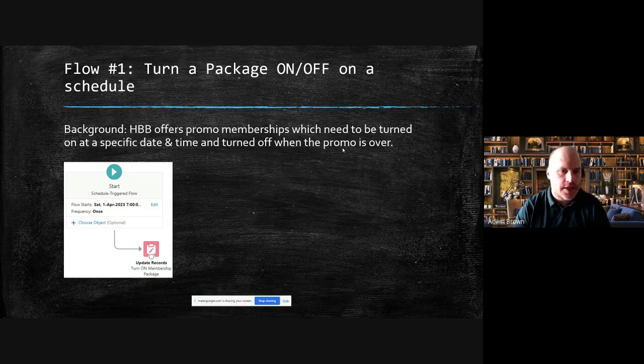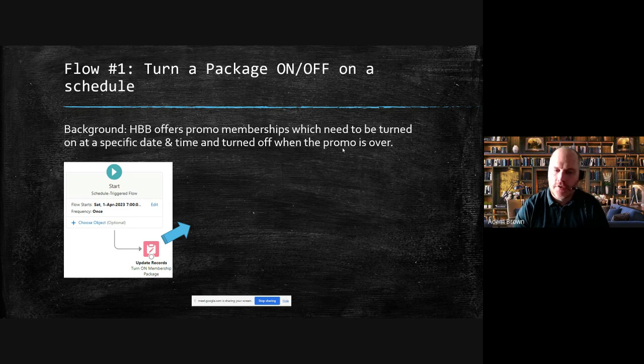What you see with the little play button is a scheduled triggered flow. This flow was set to run once on Saturday, the 1st of April at 7 a.m. And at that date and time, we asked it to update a record, that's the pink box, and to turn on a membership package.